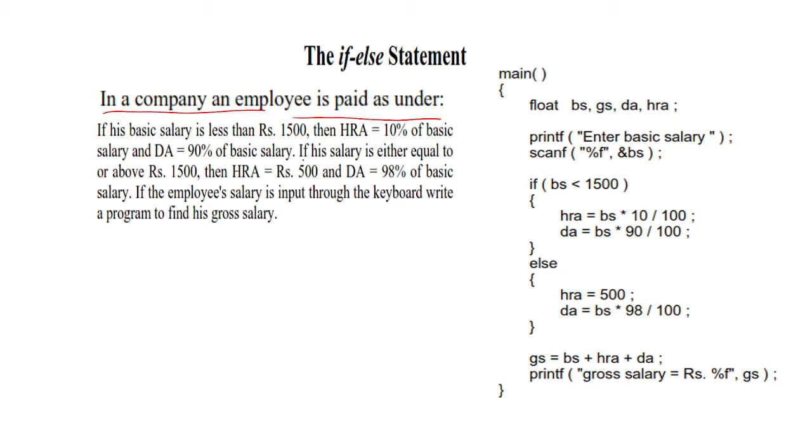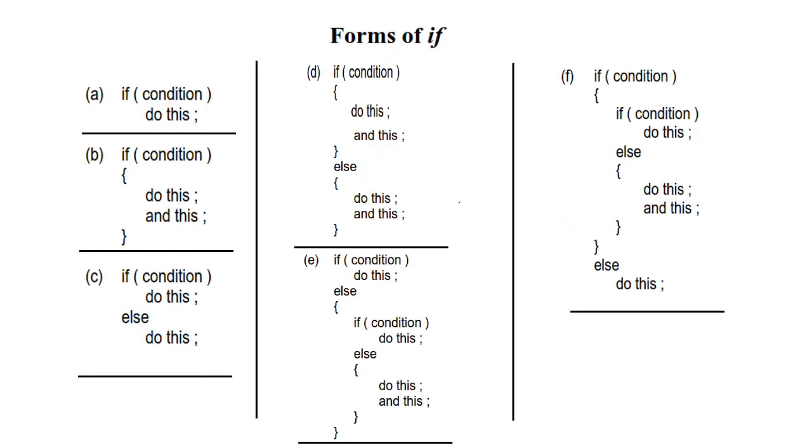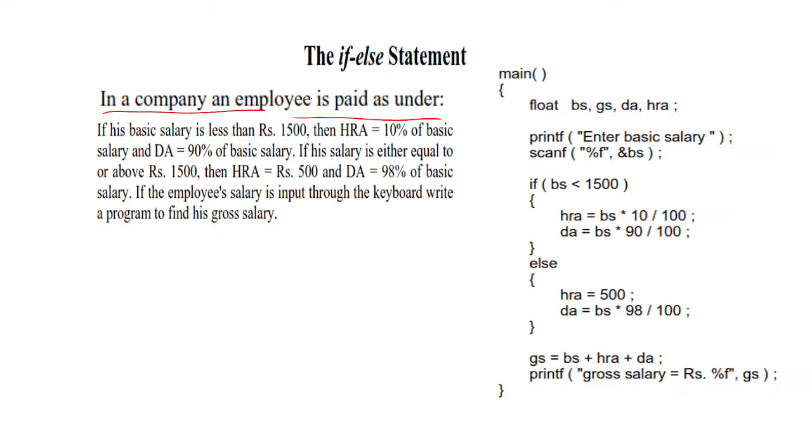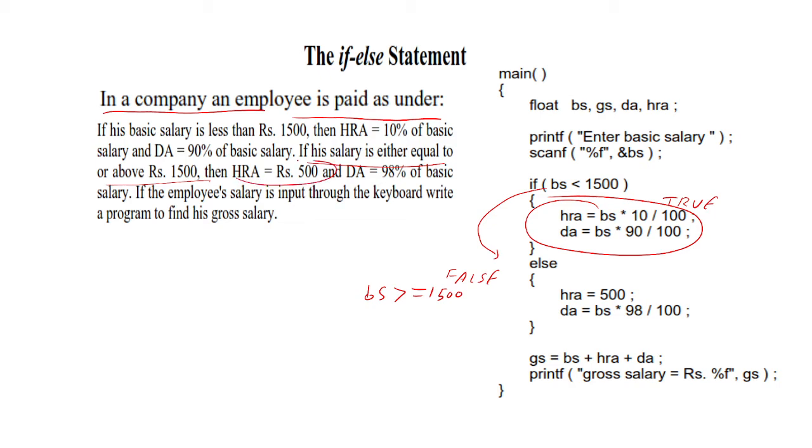And he is giving a statement that if his salary is either equal to or above 1500, so if this condition comes true, it will calculate the HRA and DA in this way. And if this condition is false, or we can say our BS is greater than or equal to 1500, then HRA is 500.